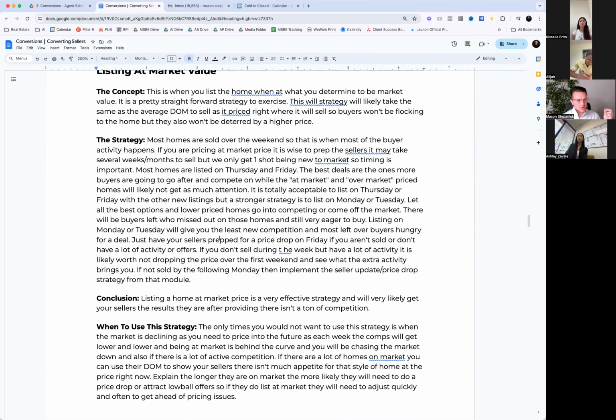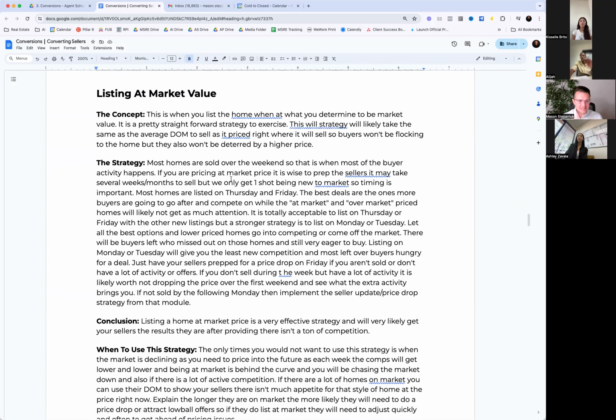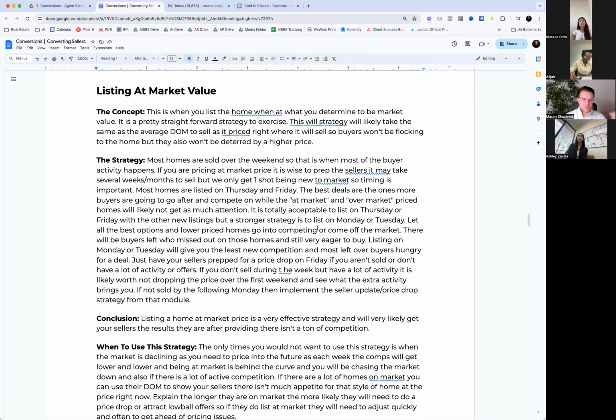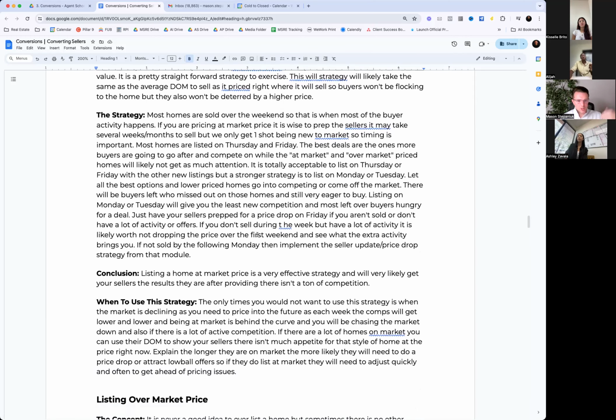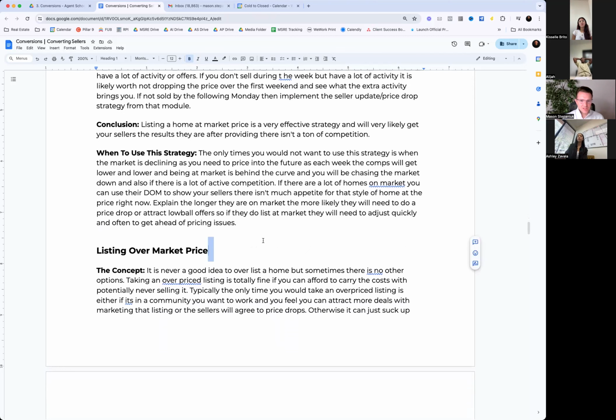We just have to make sure that we set the expectations with the client that we won't see as much movement on it initially. We may get close to the price, if not a little bit under. And buyers aren't going to be flocking to the property because they're going to be deterred by the higher price, especially if there are other comparables nearby that are listed on the MLS for a lower price. Okay. So yeah, the only time we really don't want to use this strategy is when the market is declining. We end up running into a situation where people are just going to be chasing the better deal.